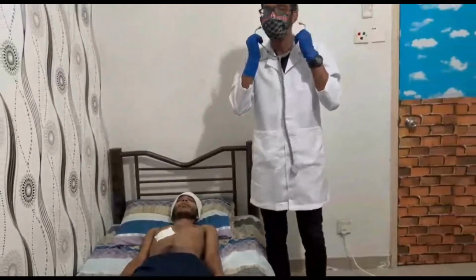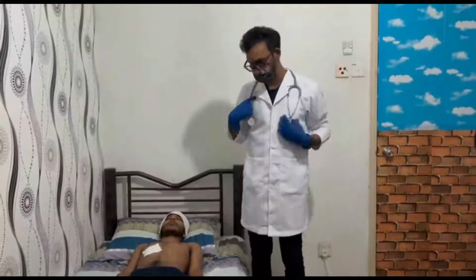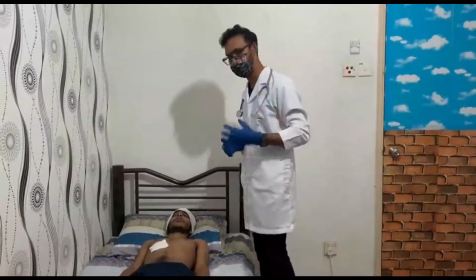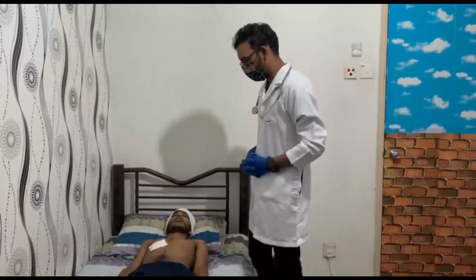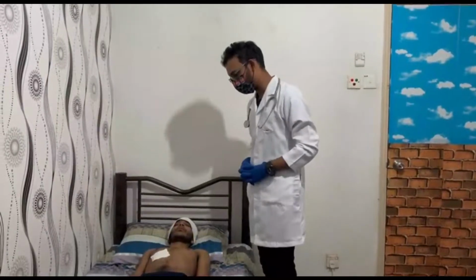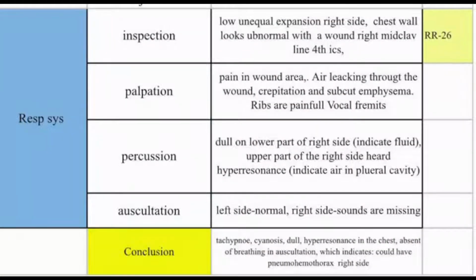So in conclusion, we can see that the patient has tachypnea, cyanosis, and dullness and hyperresonance on the right side of the chest, and this could indicate that the patient may have pneumothorax on the right side.